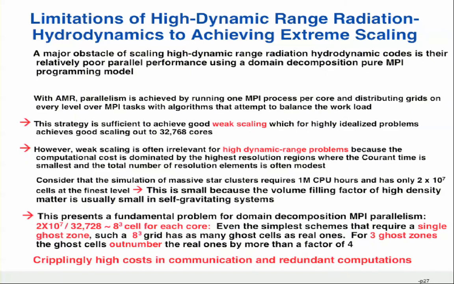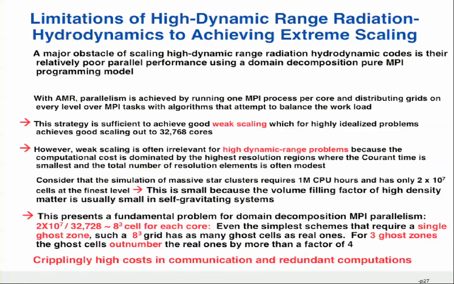So let's consider the following. These simulations of massive clusters take at least 1 million CPU hours. Yet at the highest level of refinement, where you really care, they only have about 20 million cells. Why is this small? It's small because the volume filling factor of these high density regions is typically small in self-gravitating systems. So you have large regions where there's no action.